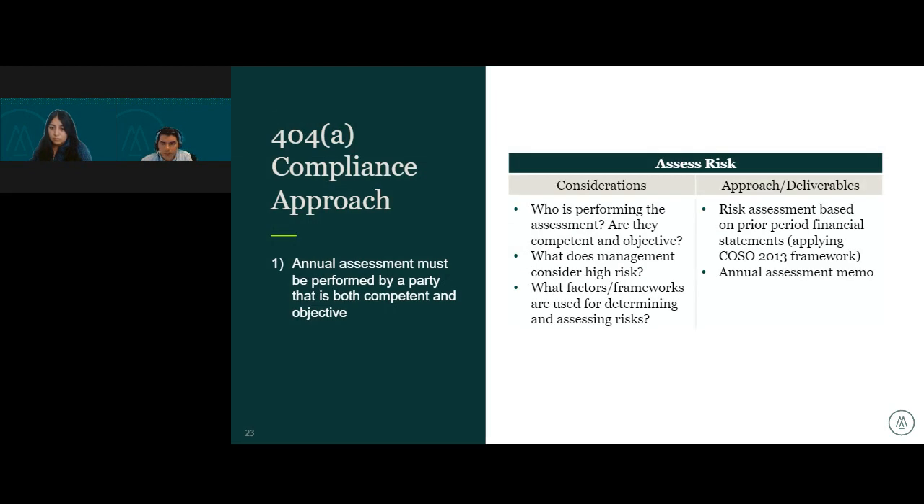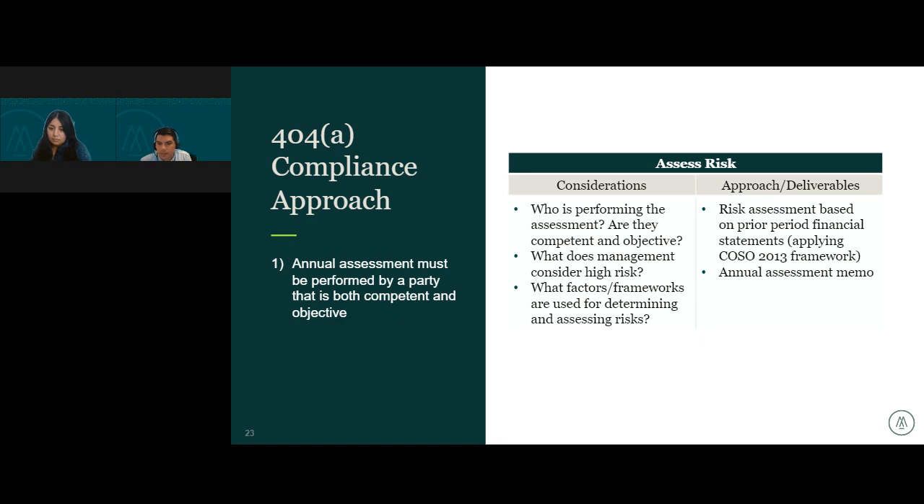Which brings us to our first step of the approach, the risk assessment. So we start with the assessment of the control environment and the key controls in place. Important to think how this planning will set the foundation for the year's activities leading to attestation. Some of the considerations are who performs the assessment. Will it be internal audit, a third-party consultant, management? The who is the largest cost.